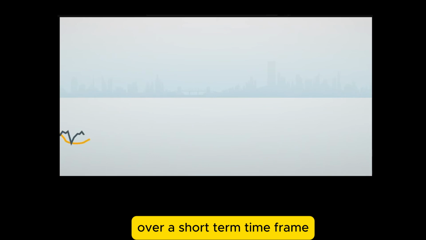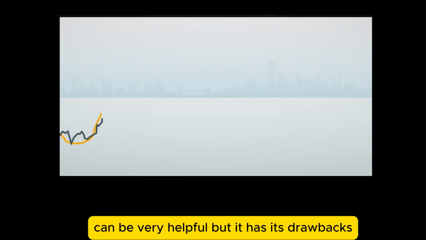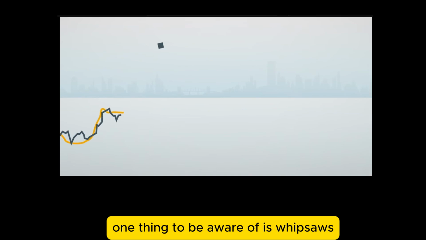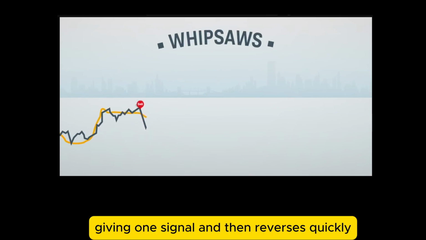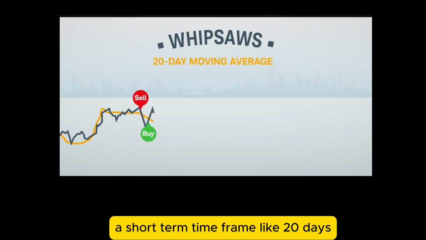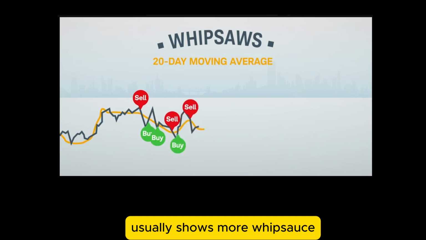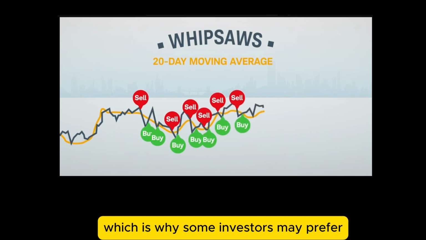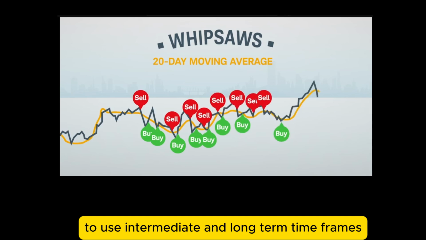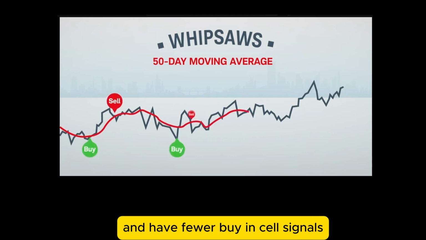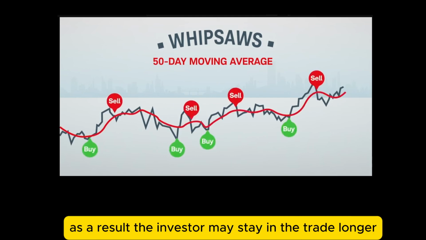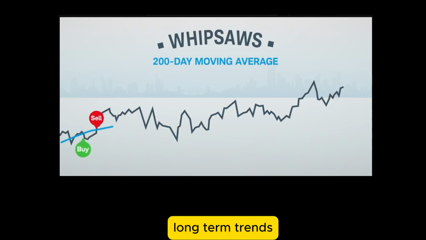Looking at a simple moving average over a short-term time frame can be very helpful, but it has drawbacks. One thing to be aware of is whipsaws, when a stock crosses over the moving average, giving one signal, and then reverses quickly, giving the opposite signal. A short-term time frame like 20 days usually shows more whipsaws, which is why some investors use intermediate and long-term time frames. For example, an intermediate chart with a 50-day moving average shows a smoother average and has fewer buy and sell signals. As a result, an investor may stay in the trade longer.